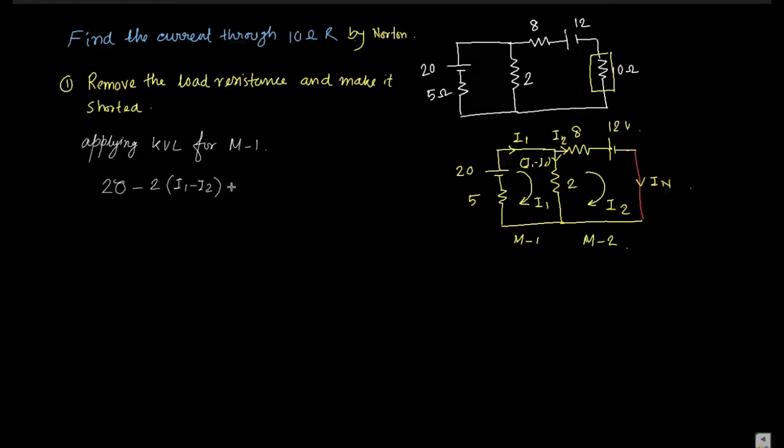What you said was not wrong. Minus 5 I1 is equal to 0. From here, what will I1 be? So 20 minus 2 I1 plus 2 I2 minus 7 I1, minus 7 I1 plus 2 I2 is equal to minus 20. So you can cancel the minus 20. Change this to 7 I1 minus 2 I2 is equal to 20. This is equation 1.